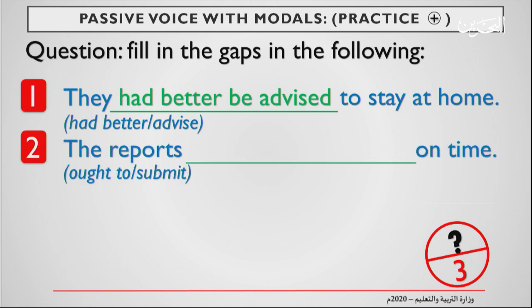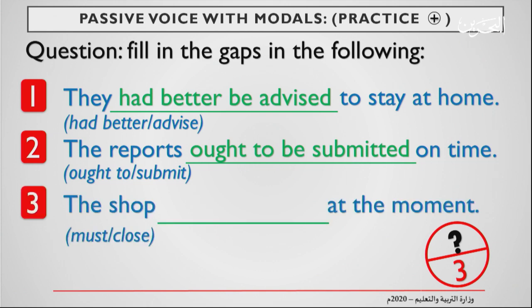2. The reports, gap, on time, full stop. You have to use ought to as a modal, submit as a verb. You have 5 seconds. Now let's check the answer. The answer is ought to be submitted. Ought to as a modal, be, stay still, and then submitted, past participle. If you're correct, give yourself a mark.